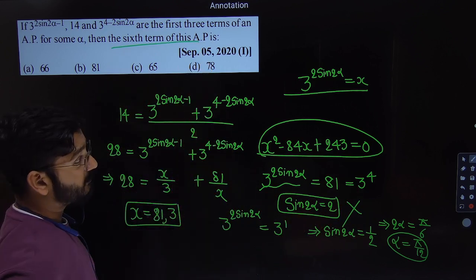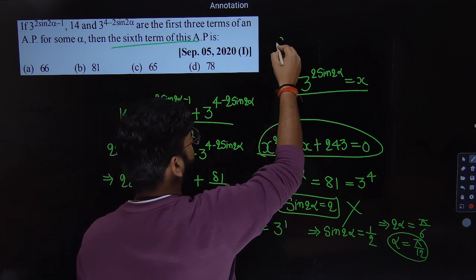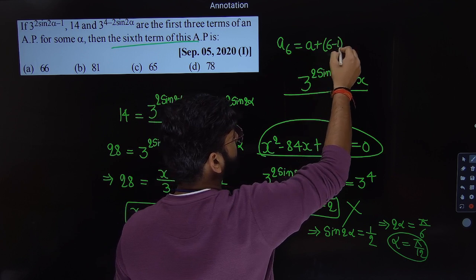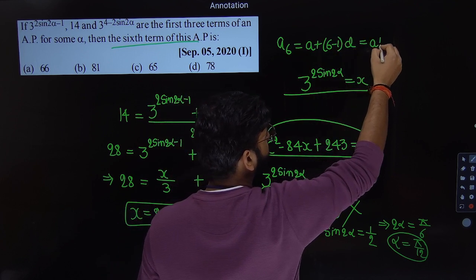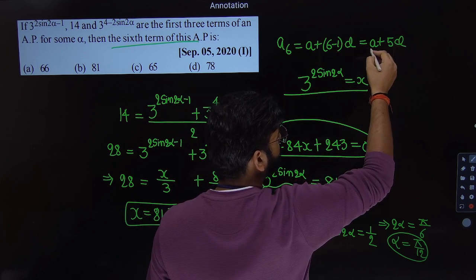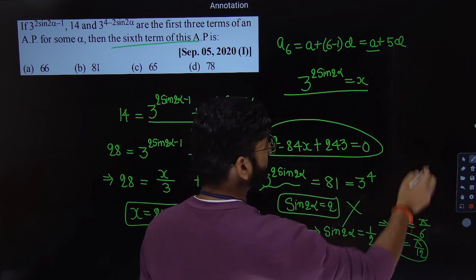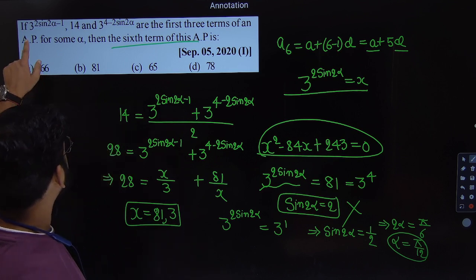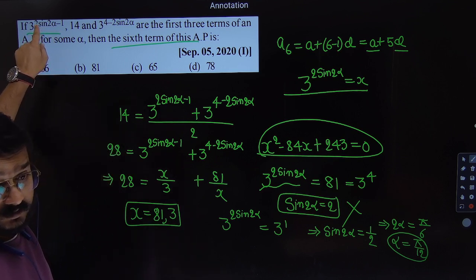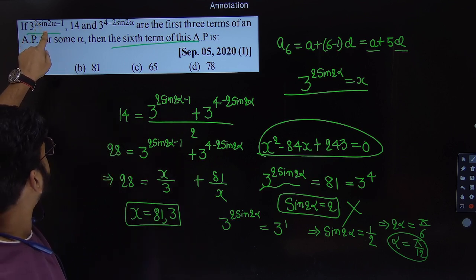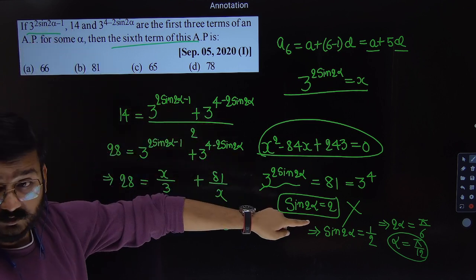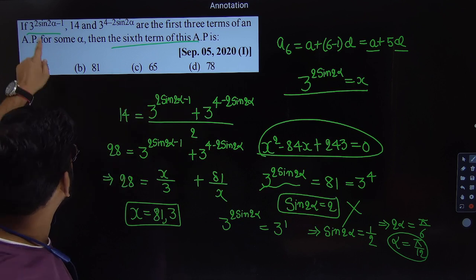Now you need to find what? Sixth term of the AP. So what is the sixth term of the AP? A plus 6 minus 1 into D, which will be A plus 5D. Do you know the first term? No. Do you know the common difference? No. You need to find both. So what is the first term? This one. So for finding this term, what do we need? 2 alpha. We already calculated. Substitute for the first term.